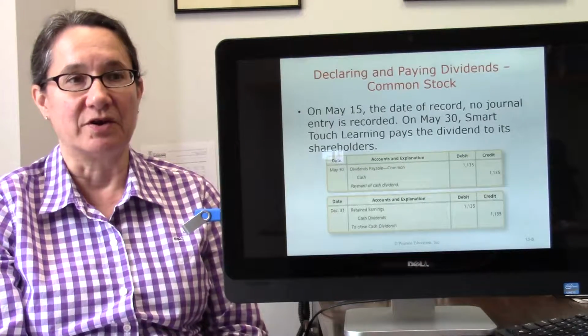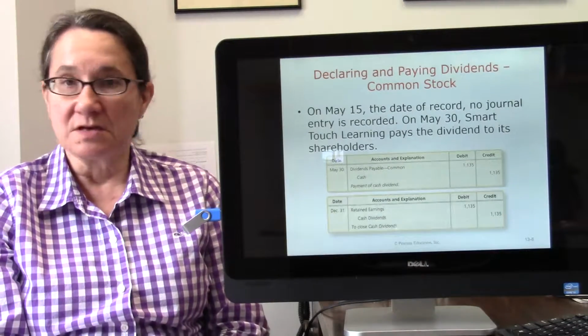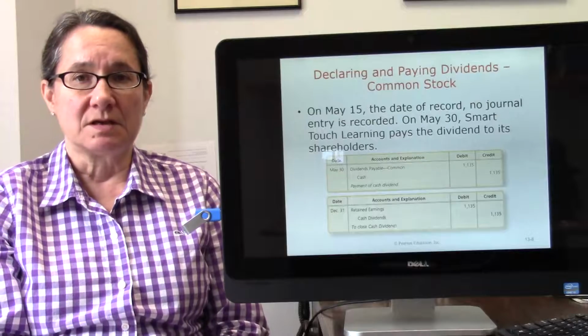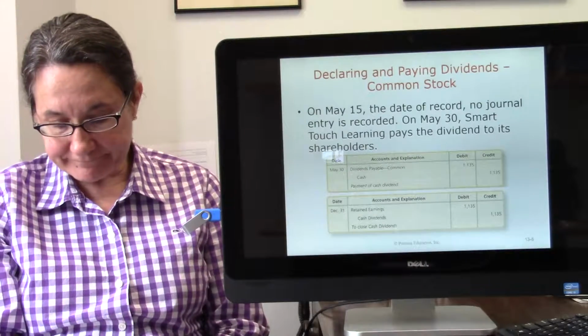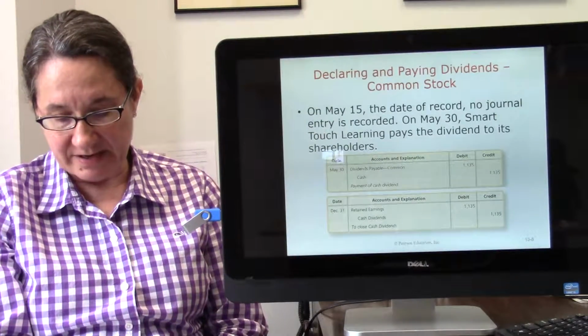There's not any cash coming or going. There's no liability created. So it's not really a thing that goes in the journal. All right, then to pay the dividend, right?